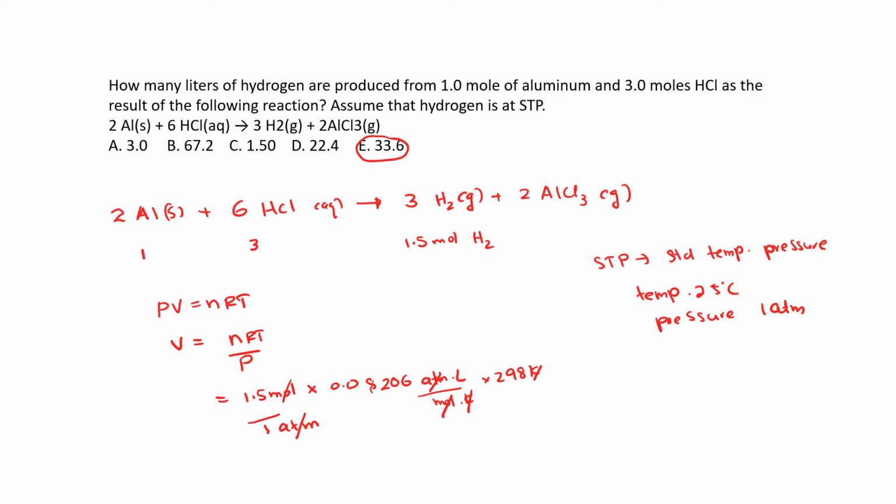Now we know the number of moles, and we are going to use the ideal gas law, PV equals nRT, and we are going to solve for V, and that means the P goes down here. So we are going to plug in the numbers and your answer is E.